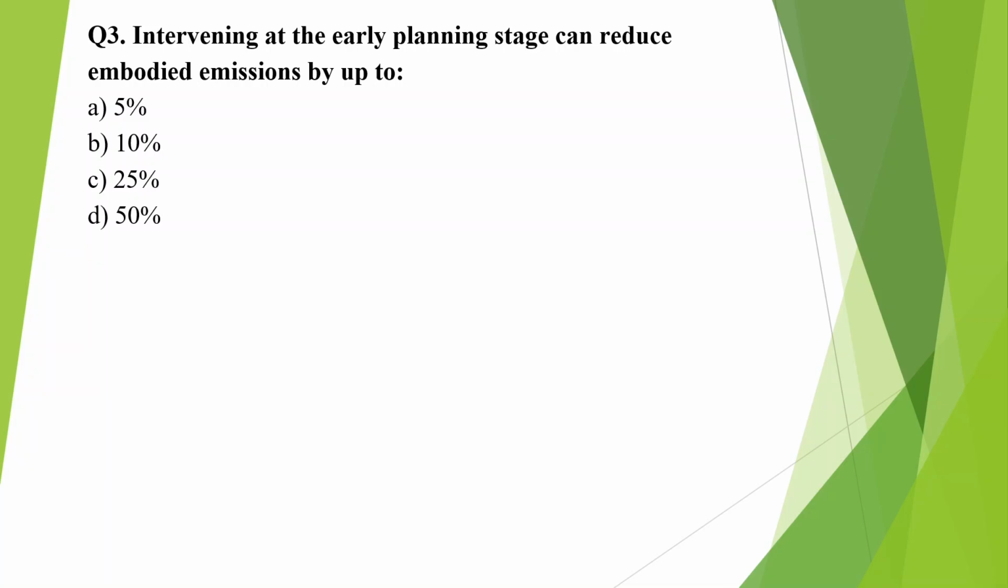Here is the third question in front of you all. It is asking that intervening at the early planning stage can reduce the embodied emission by up to what? In the previous question you told us that the early planning stage is very critical for reducing embodied emissions. So the next question is, what is the approximate percentage of embodied carbon emissions that you can reduce with good early planning and identifying the necessity of construction?